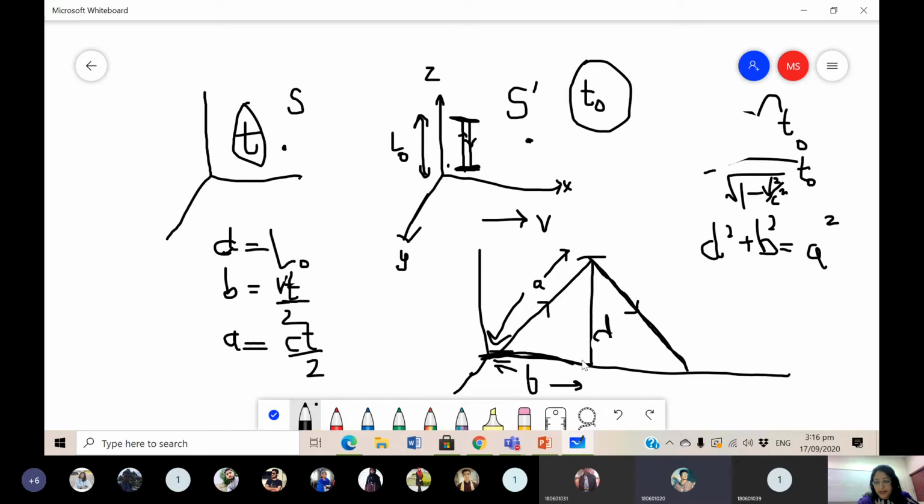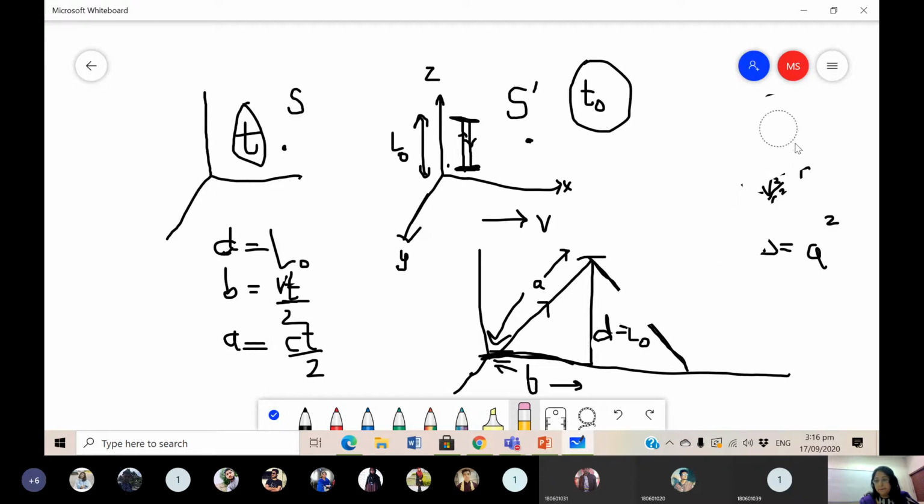Yes, ma'am. Okay. So this is D, sorry, this is L naught. Okay, so now I will erase this part of the board. This whiteboard is kind of strange, but we have to try using this. Okay. So now we will use the Pythagoras theorem, which says that B squared plus D squared is equal to A squared, according to this diagram.